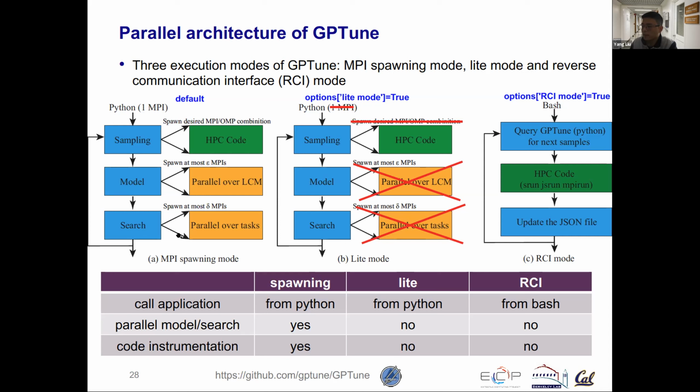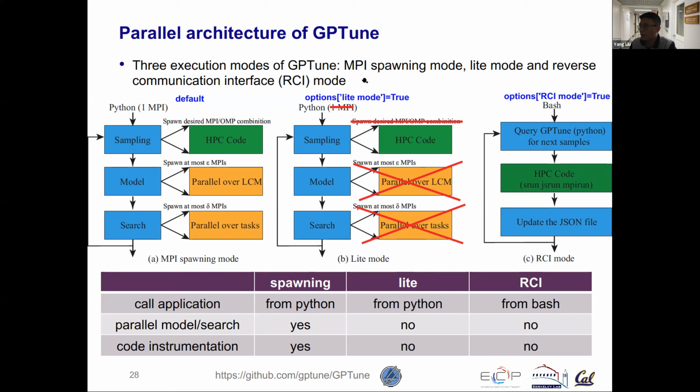And in the search phase, if we have multiple tasks, then the search of each task is essentially independent. So there we can use the number of MPIs as the number of tasks to also do some acceleration. This spawning mode actually again calls the application HPC code from inside Python. It supports these parallel phases, stages. However, it does require a slight code instrumentation of the application to hook up with these spawning APIs. We'll see them later.